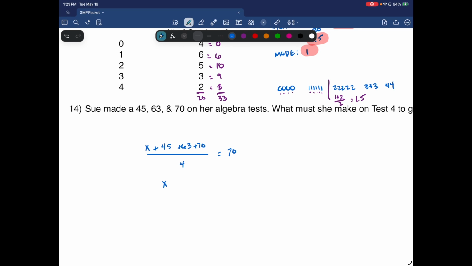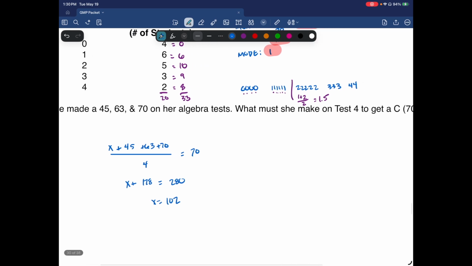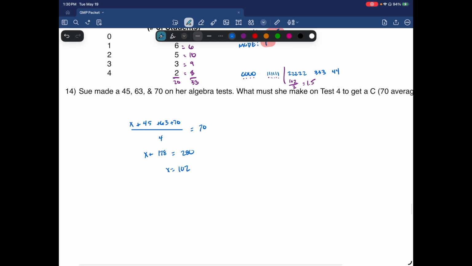All right, so let's clean this up. On top, it's going to be 178. And if I multiply 4 to the other side, I get 280, because 4 times 70 is 280. And then I move the 178, I get x equals 102. So can she get it? Can she make the grade? If the test is out of 100, no chance. She's going to be stuck with a D average.